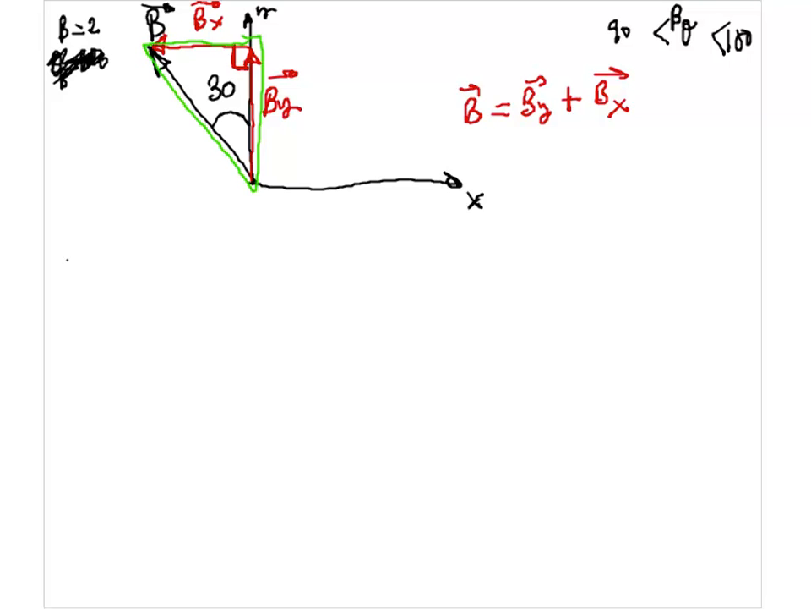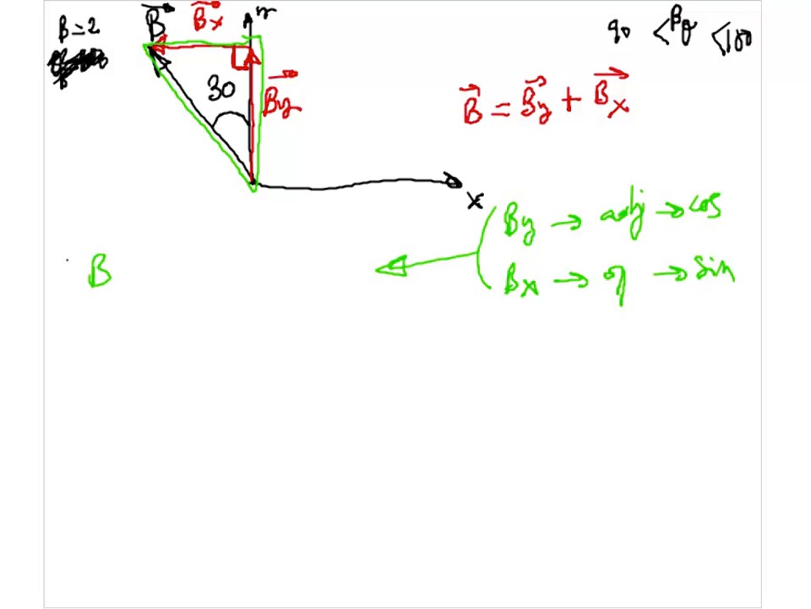So I know now that my by is the adjacent, and therefore I use the cosine, and my bx in this particular case refers to the opposite of my angle 30, and therefore I should use the sine. And therefore, to confirm Anthony's solution, my vector b will be 2 sine 30 and 2 cosine 30. The x will need the sine right here, and the y will need the cosine.